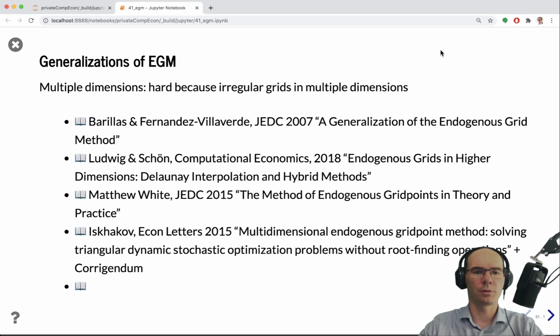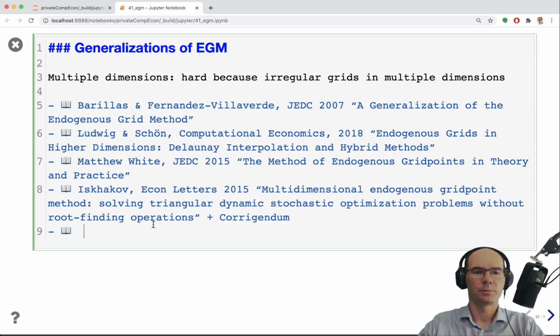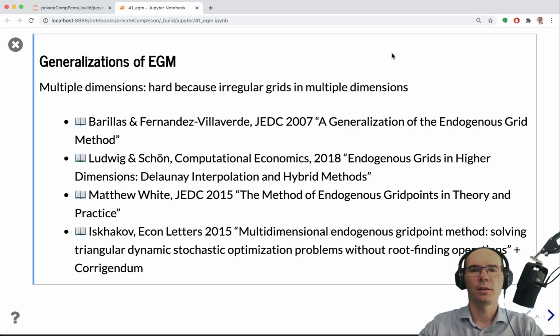But because of this really nice method, there's been a lot of research going into how to generalize these ideas. With the first being in 2007, a combination of the endogenous gridpoint method with a more traditional approach, I believe that was value function iteration, to increase the dimensionality of the solved problem. And then there is a study by Ludovic and Sean, which was published pretty late, but it was written at about the same time. Well, it was probably written about 80 years before.